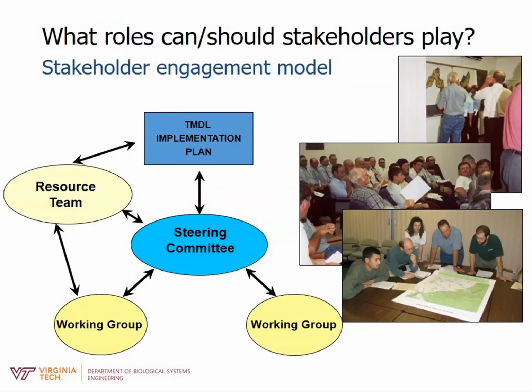Okay, so now we have an idea of some of the stakeholders. The next thing is, what are the roles of these stakeholders? I'm showing here the stakeholder engagement model that is used in Virginia. We have a resource team, a steering committee, and multiple working groups, and that depends on the impairment and the interest of the stakeholders. And all of this goes to develop an implementation plan. We see here the working groups work mostly with the resource team and the steering committee, and the resource team is involved in all the process. I'll go through each one of these separately.